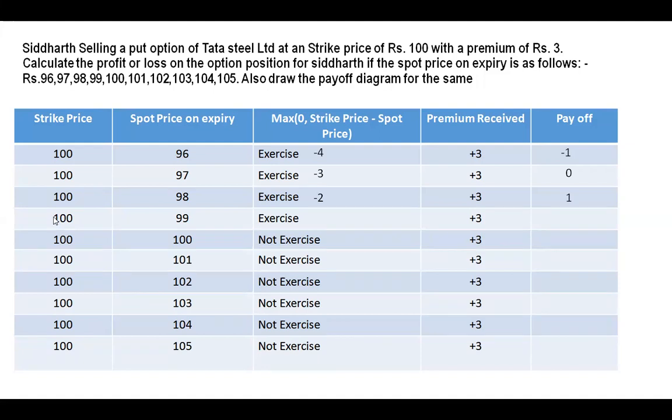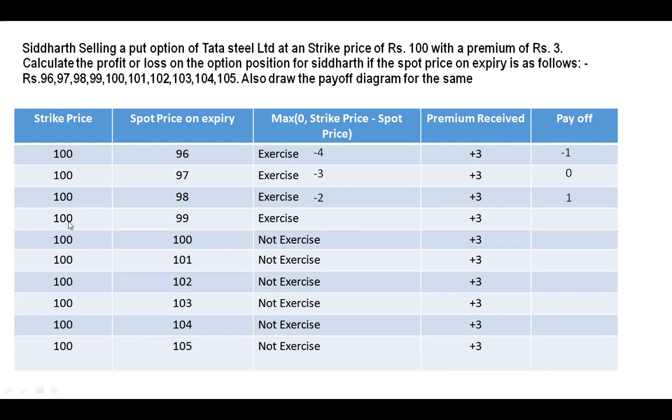Next, the buyer of put option. First thing, from the point of view of the buyer of put. Even if the question is having a seller of put option, first you have to think from the point of view of the buyer. Buyer of put option has a right to sell at a strike price at 100 rupees. So he will compare the spot price on expiry at 99.